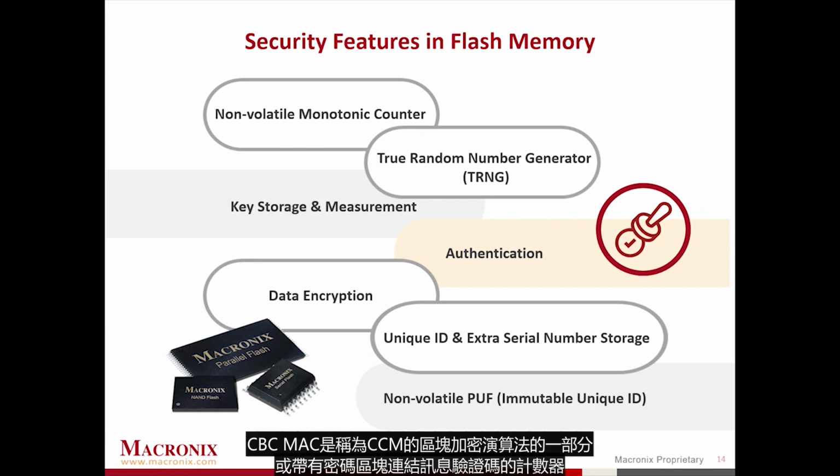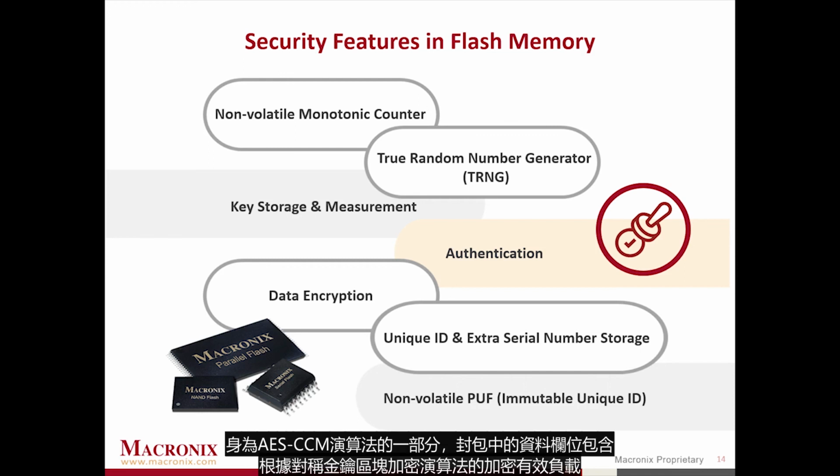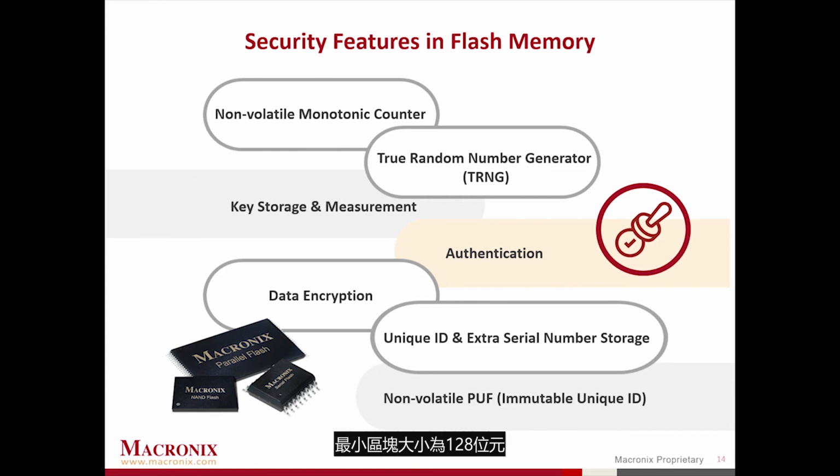CBC MAC is implemented as part of a block cipher algorithm called CCM, or Counter with Cipher Block Chaining Message Authentication Code. It is a mode of operation of a block cipher algorithm, and it integrates both the authentication of the host and device and encryption of the payload. It is a NIST standard, or NIST Publication 800-38C. And there is data encryption. As part of the AES-CCM algorithm, the data field in the packet contains the encrypted payload based on a symmetric key block cipher algorithm with a minimum block size of 128 bits.